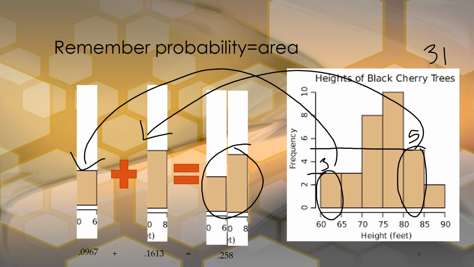I wanted you to do it this way so you understand the concept of the probability rule with histograms. But you can double check your answer another way, and you can see that trees that are between 60 and 65 feet or between 80 and 85 feet are 8 of them. So there's 8 of those, 3 plus 5, and you divide that by 31, you'll get about 0.258, and that equals what we got down here using the probability rule, the addition rule.